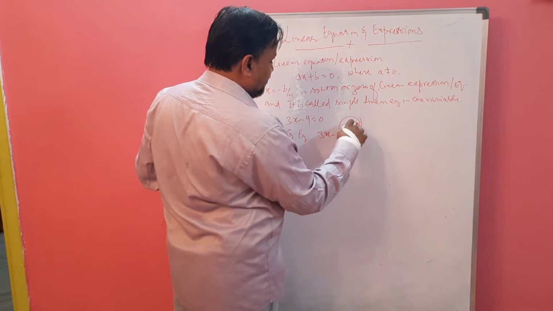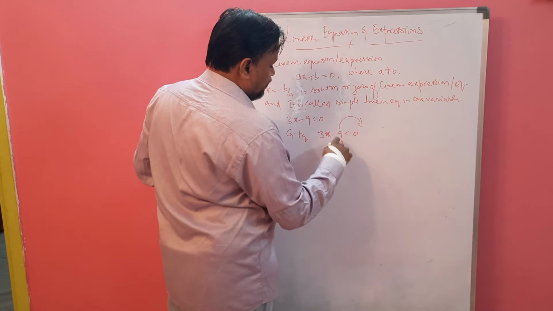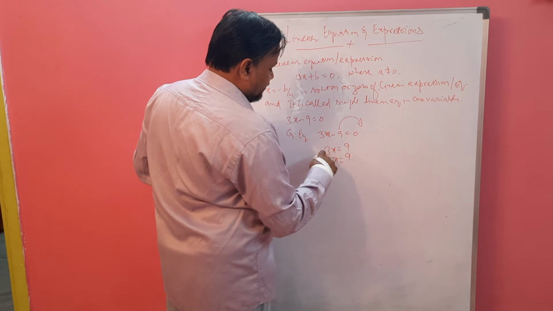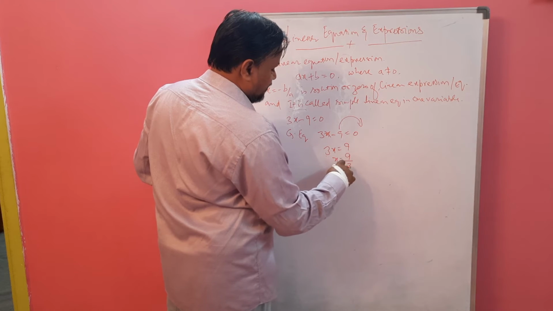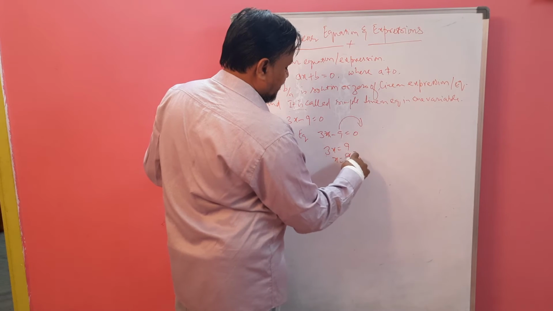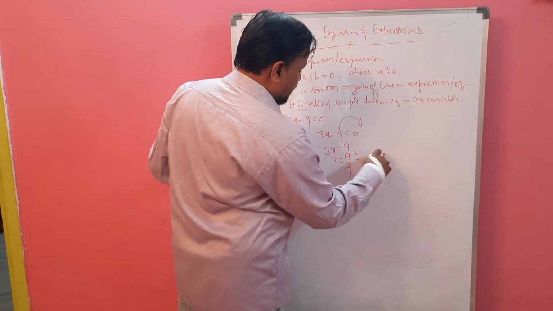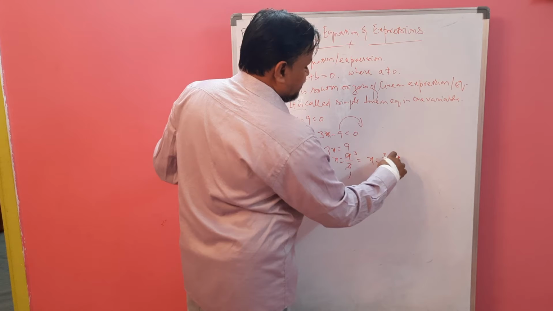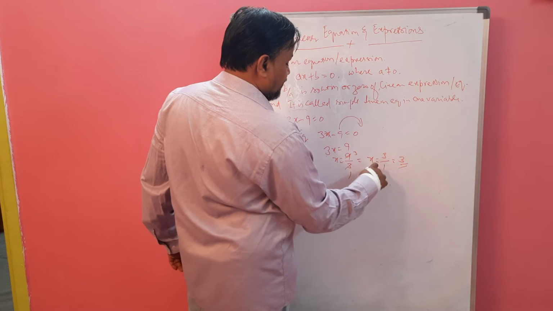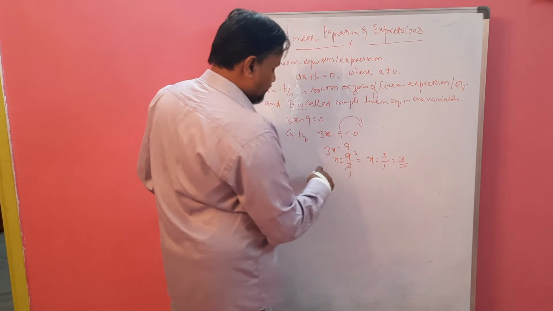Move this constant first. So 3x equal to, minus moves that side, 9. x equal to 9 over 3. It is in multiplication, so it goes in the denominator on the other side, so you can cancel. This is 3, x equal to 3 by 1. 3 by 1 is always 3. Why? Because 1 is in the denominator, so there is no need to write it. So this is your solution.